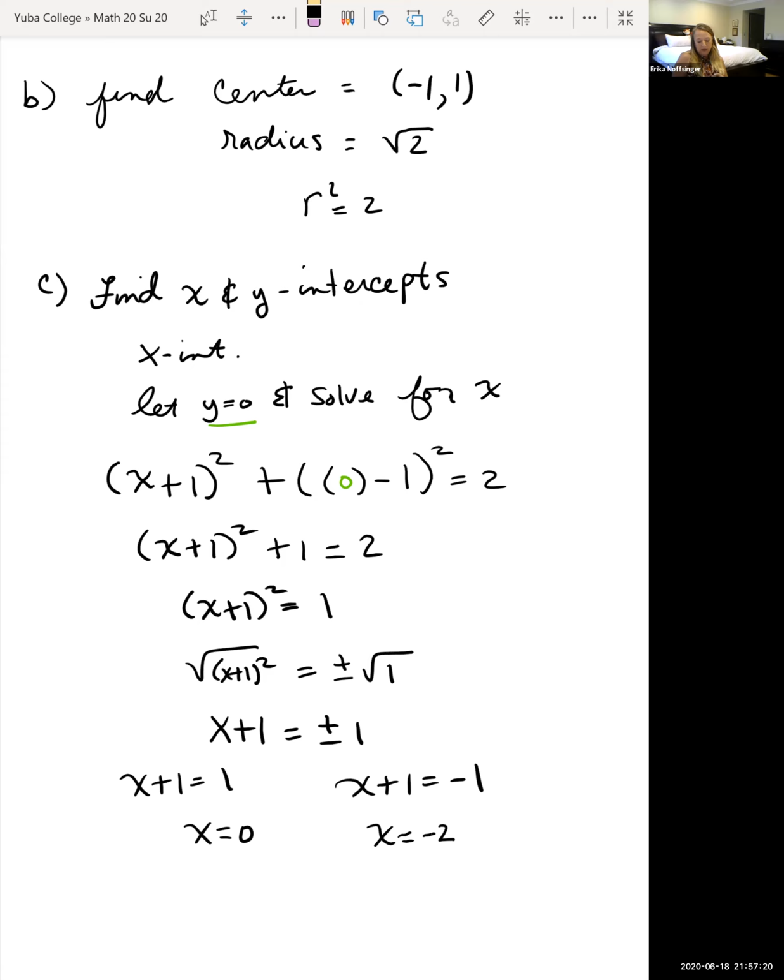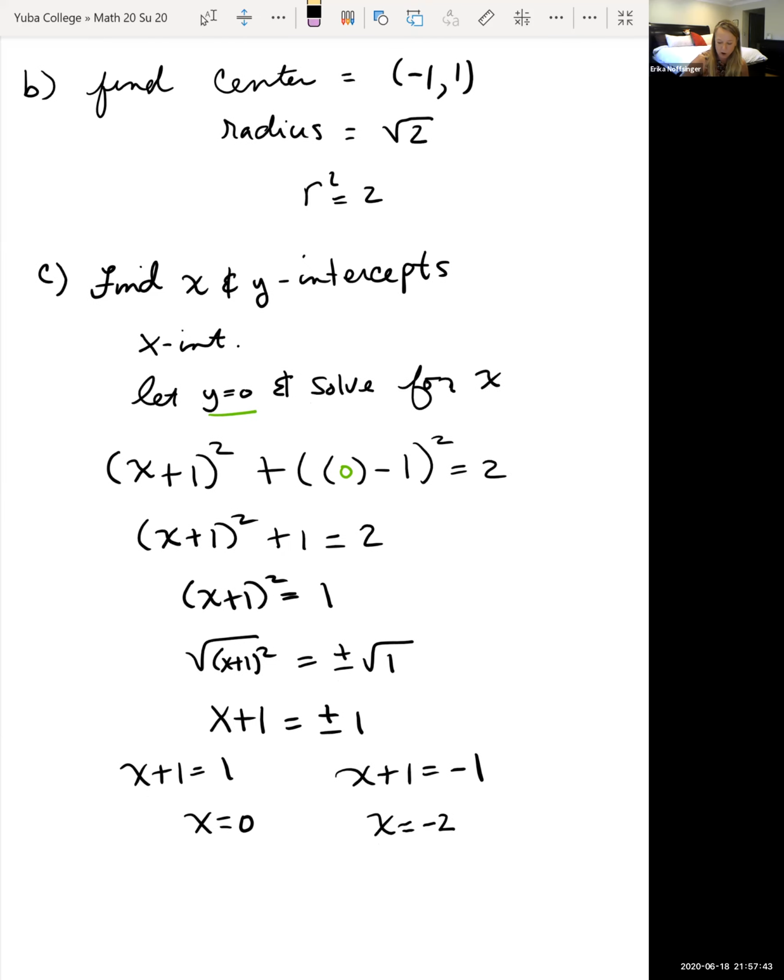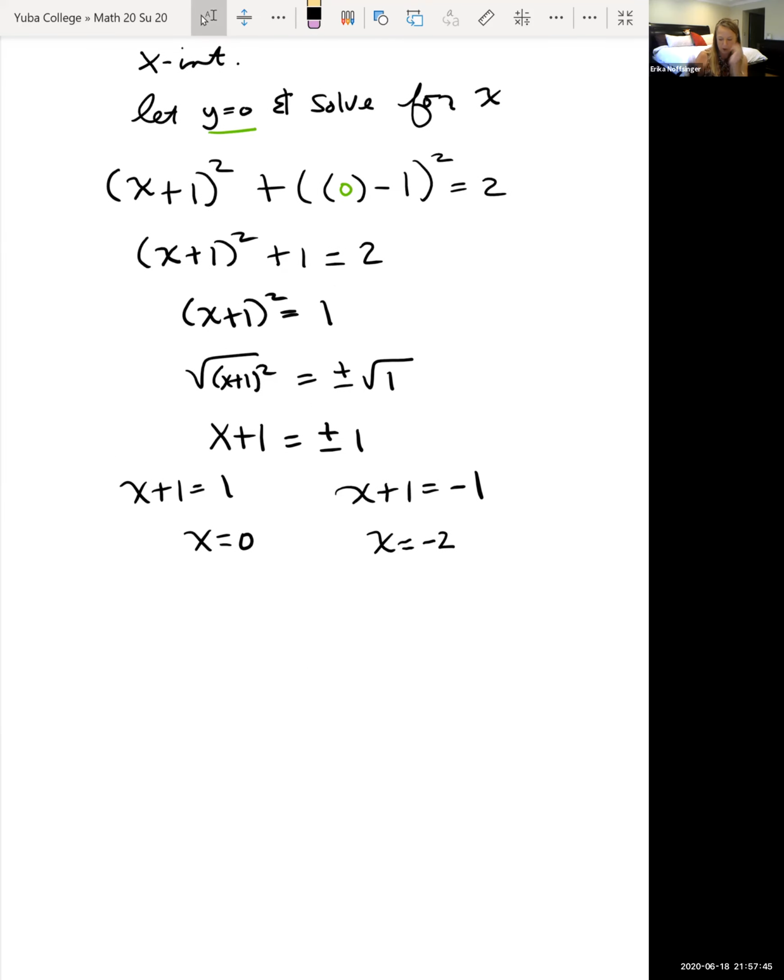So you'll notice that once your circle is in standard form, and right now we've only dealt with it in standard form, if it's not in standard form, putting it in standard form could be helpful for finding x and y-intercepts. You'll be able to use this square root method every time, because in standard form you had an x quantity squared and a y quantity squared. So for finding the y-intercept, we let x equal 0.